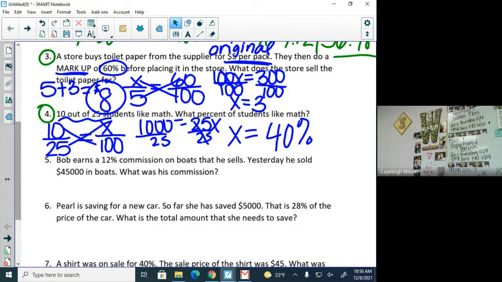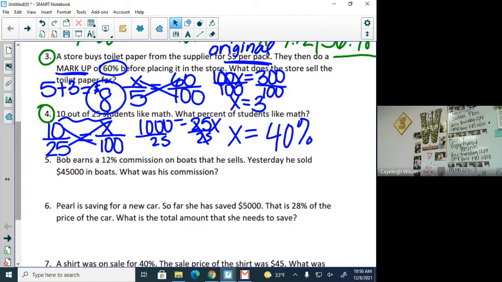All right, let's do 5 and 6. 40%, I know that. 5 and 6. This last one? Yeah. 7 or 12%.